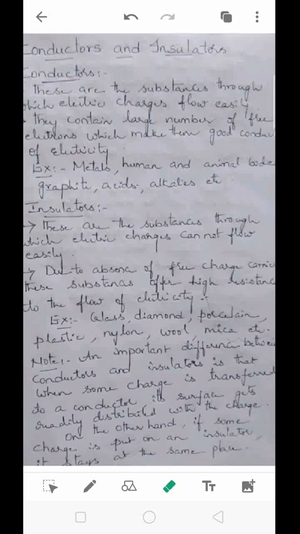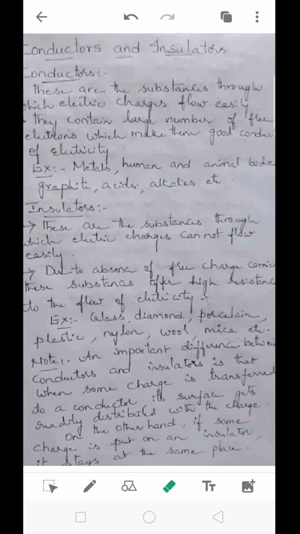Which are very good conductors? Metals are very good conductors. Human bodies, animal bodies, etc. are very good conductors. Graphite is a very good conductor. All acids and alkalis are considered to be good conductors. Right? Now, what are insulators?